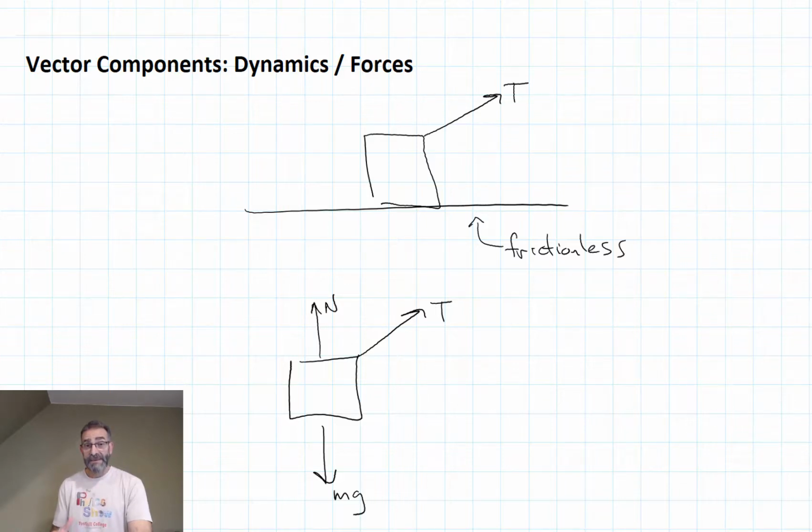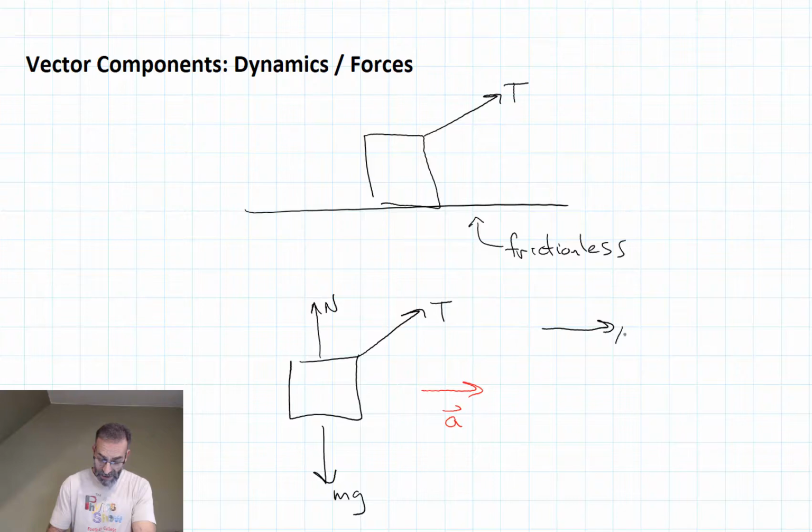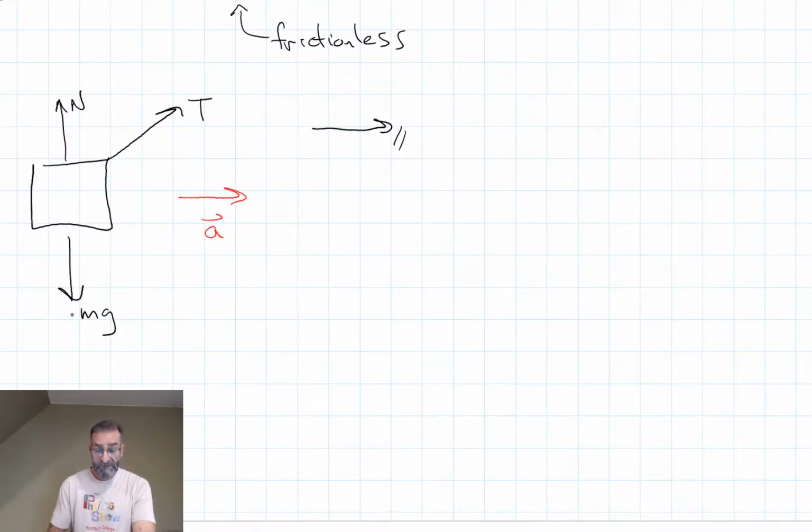When solving dynamics problems, there's one very important question we like to ask ourselves: what direction is the acceleration? In this case, the acceleration would have to be to the right. I always try to pick the direction of the acceleration as one of my directions in my coordinate system. So I would pick this as being parallel to the acceleration, and my other direction would be my perpendicular direction.